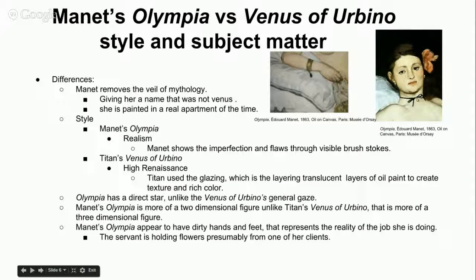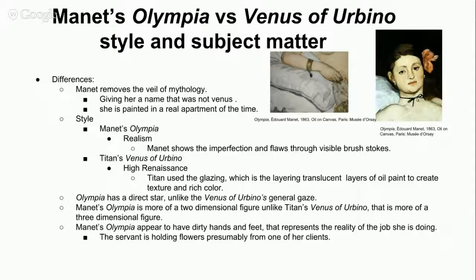And some of the differences: Manet removes the veil of mythology. He gives her a name. He names her Olympia. He is very descriptive with what she's actually doing, what you're actually walking in on as the viewer. So first off, he gives her a name, and her name is not Venus. She's painted in a real apartment of the time, and it shows the imperfections.